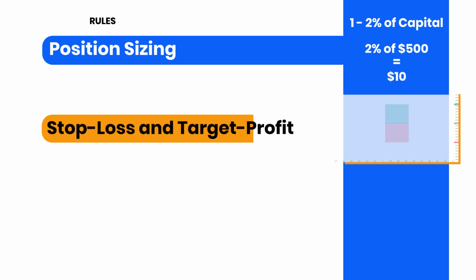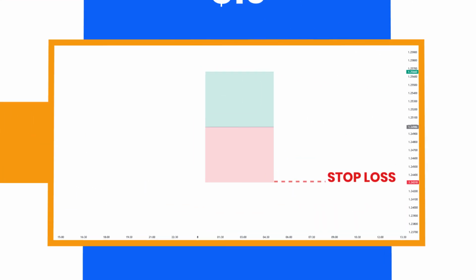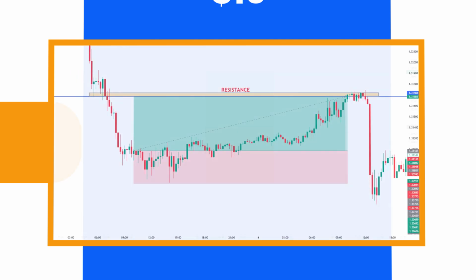Now, with the stop loss and take profit, we set a clear stop loss to limit losses and take profit levels to lock in gains for each trade. My target profit will be the next resistance or support area, and my stop loss will be just 20 pips.